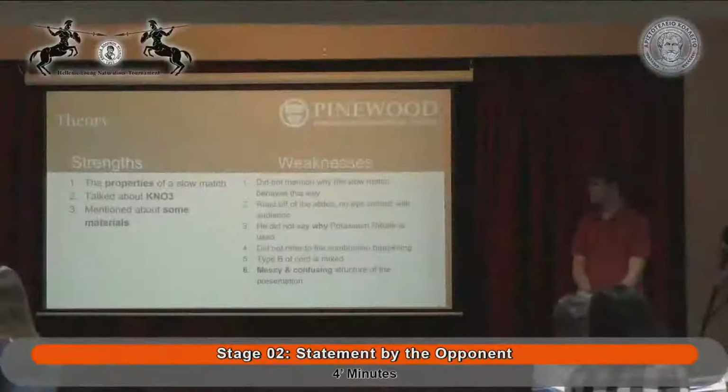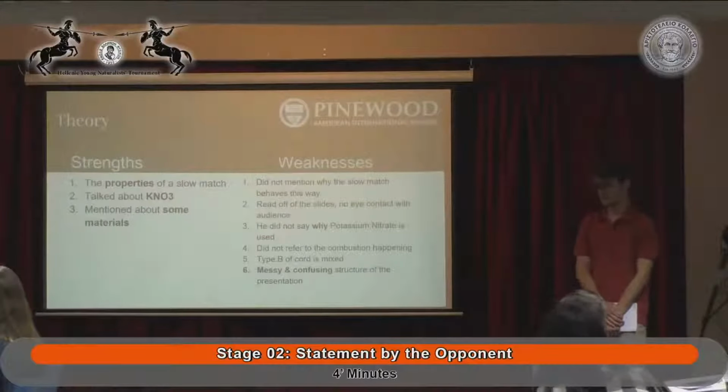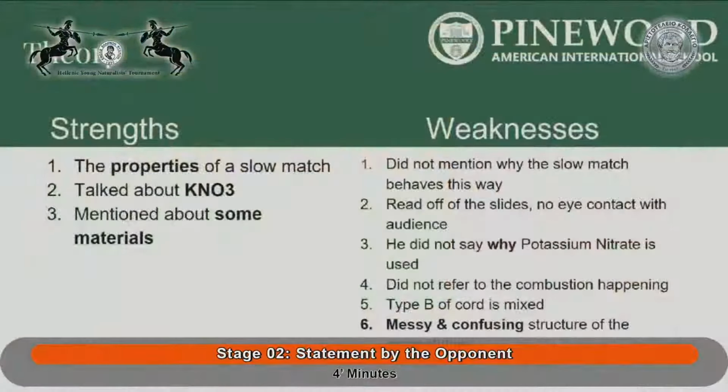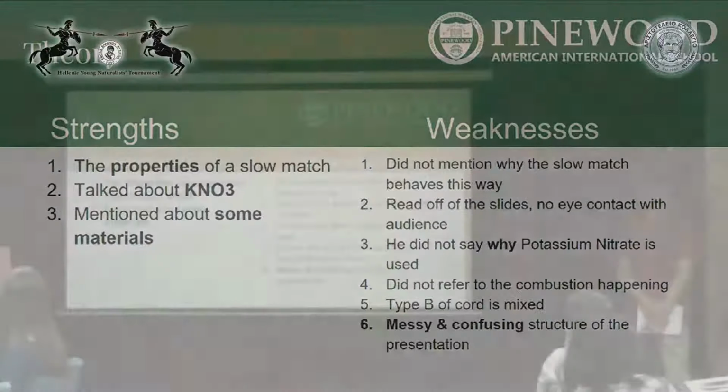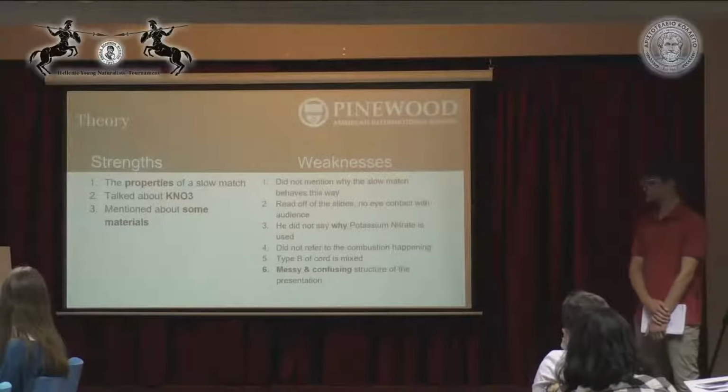Its strengths were that the properties of slow mats were said. They talked about potassium nitrate and mentioned some materials. However, they did not mention why the slow mats behave that way, and also did not mention the chemical formula that happens during combustion, which is really important. Also, the type of core was mixed, and it's not a clear indicator for a conclusion. And overall, it was messy and confusing.